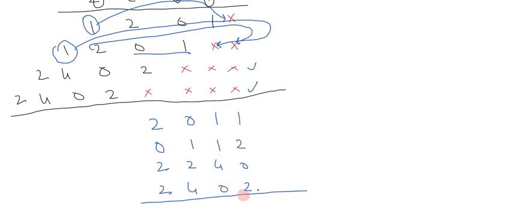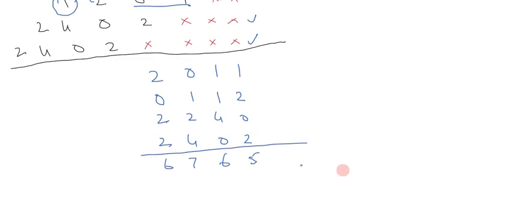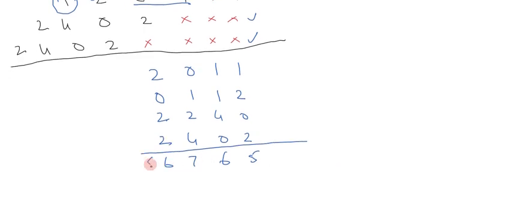Now you can simply add them. This is 5, this is 6, this is 7, this is 6. This is your output y of n, and you can plot it.